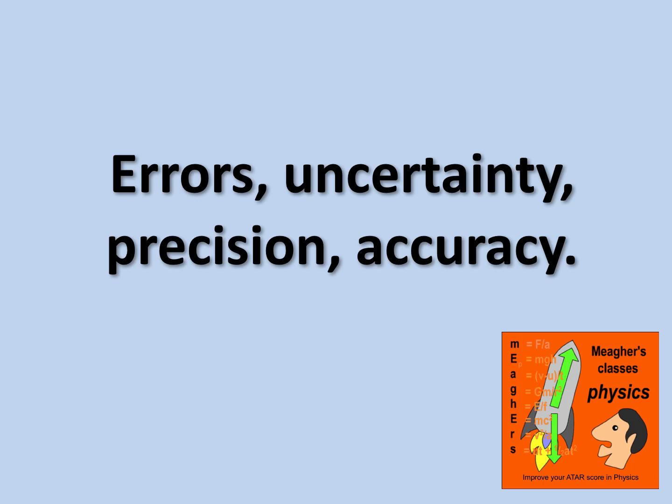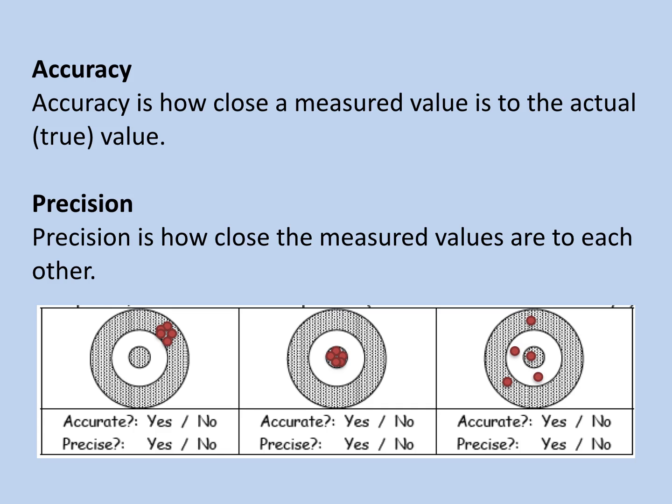Now we often use the terms accuracy and precision in normal language and mean roughly the same thing, but in physics when we're taking measurements they will mean two different things. Accuracy is described as how close a measured value is to the actual or the true value, and precision is a term that we use to say how close measured values are to each other.